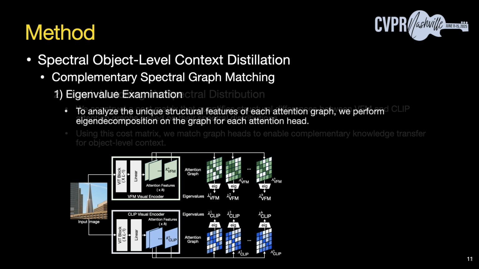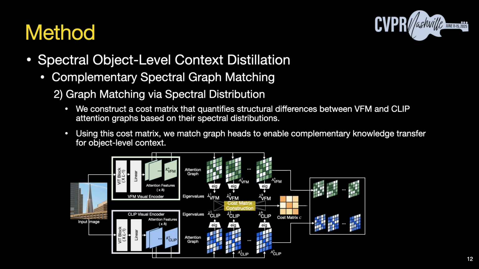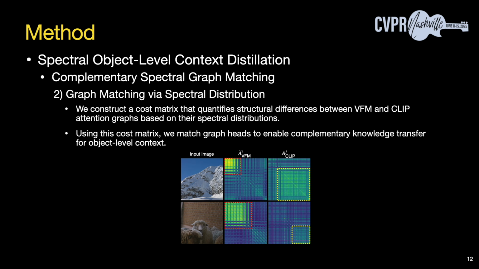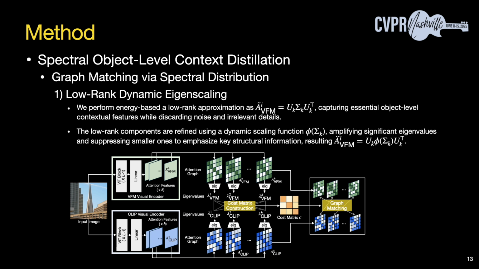To quantify structural differences, we construct a cost matrix by comparing the spectral distributions of eigenvalues using the Wasserstein distance. This cost matrix is used in the Hungarian matching algorithm to pair attention heads between VFM and CLIP, facilitating complementary knowledge exchange. As shown in the figure, this process matches structurally distinct attention graphs from VFM and CLIP. For clarity, I will focus on explaining the matching results of these two graphs.